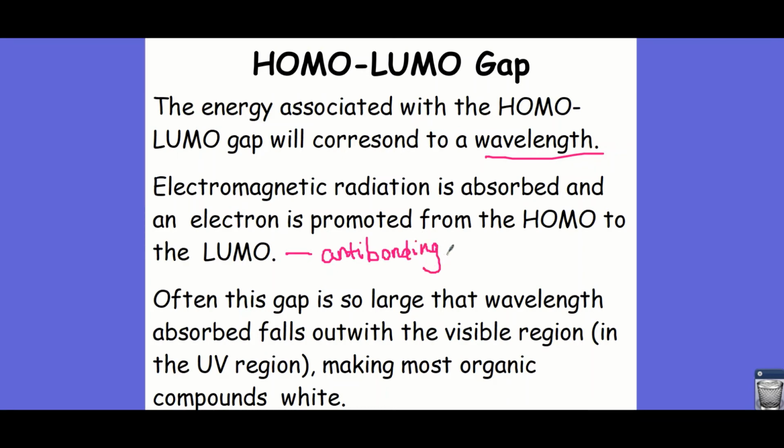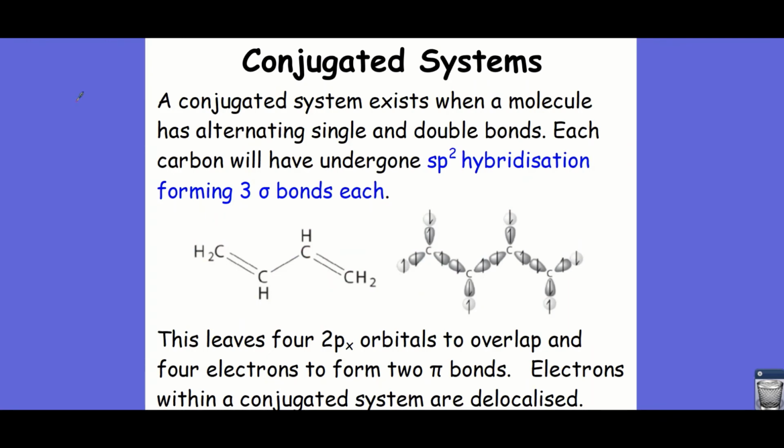Often that gap is quite large and requires quite a bit of energy, so the wavelength that is absorbed will usually fall outside the visible region of the electromagnetic spectrum, which is why most organic compounds you see are white. But sometimes the wavelength will fall within the visible region, and that means a colour will be observed. So to understand why some organic compounds have a colour and others do not, we need to understand their structures.